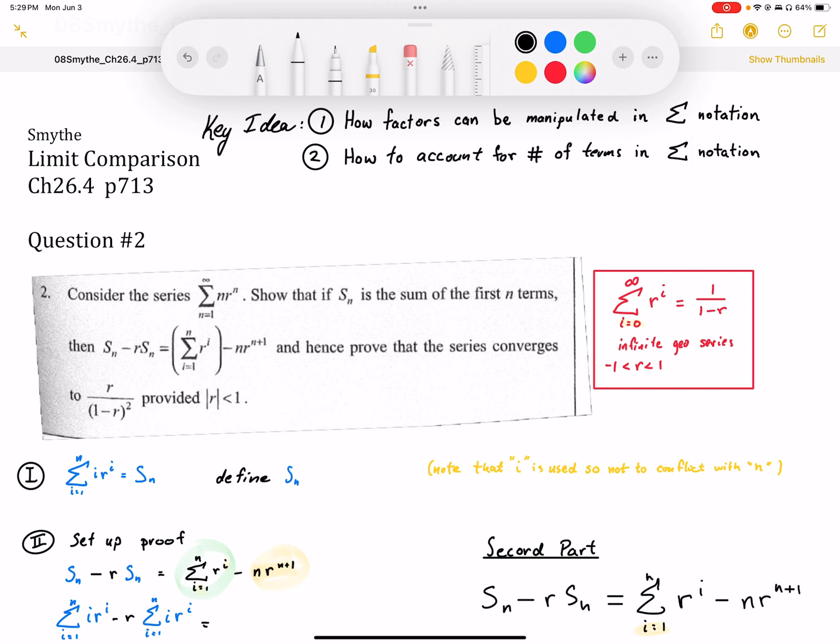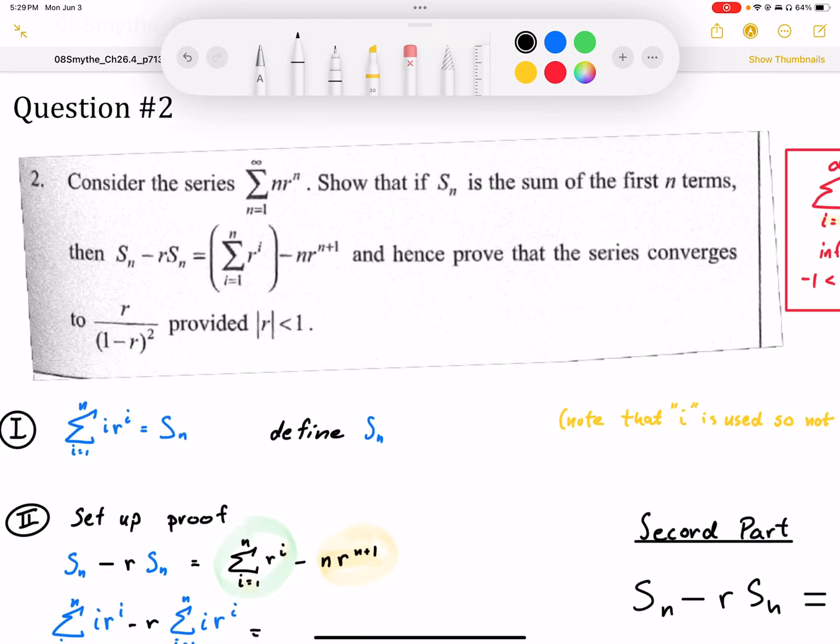Okay, so that looks kind of complicated, so we want to break it down a little bit. Firstly, there's a couple key ideas that we want to think about while we're doing this. One of them is how factors can be manipulated in notation. And secondly, how to account for the number of terms when we change the number of terms in the sigma notation. We'll point to these as we encounter them. So there's a lot going on in here, but let's break this down. First of all, we're just going to define Sn.